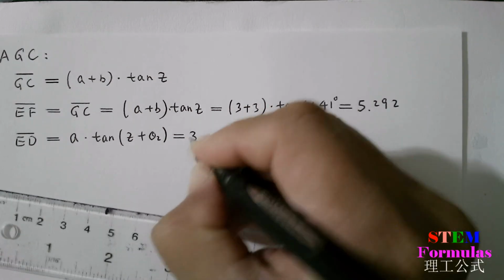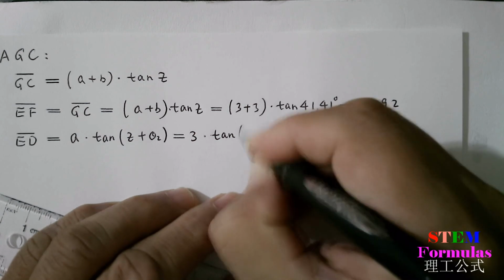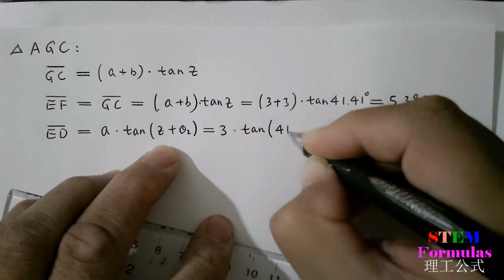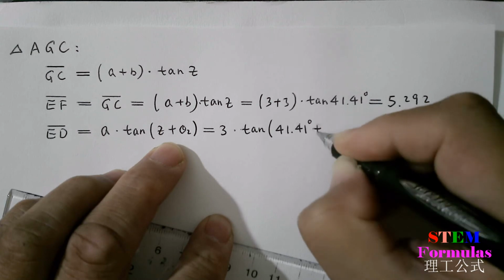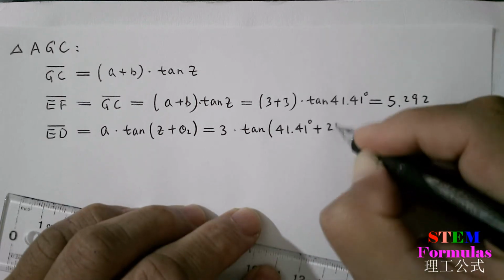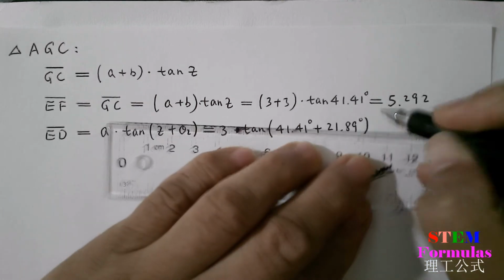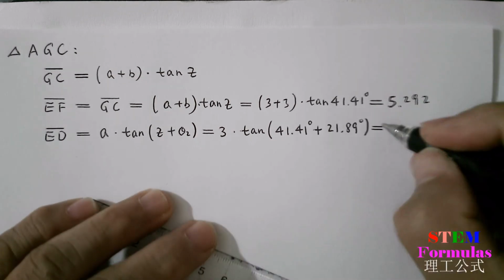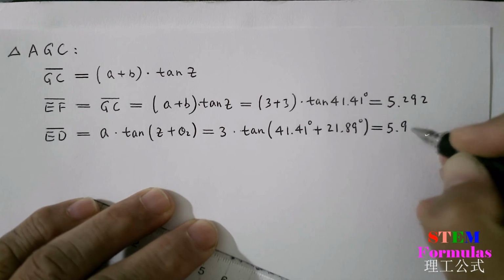Equal to 3 times tangent Z equal 41.41 degrees plus theta 2. C2 we have, it is 21.89 degrees. So this answer will be 5.965.